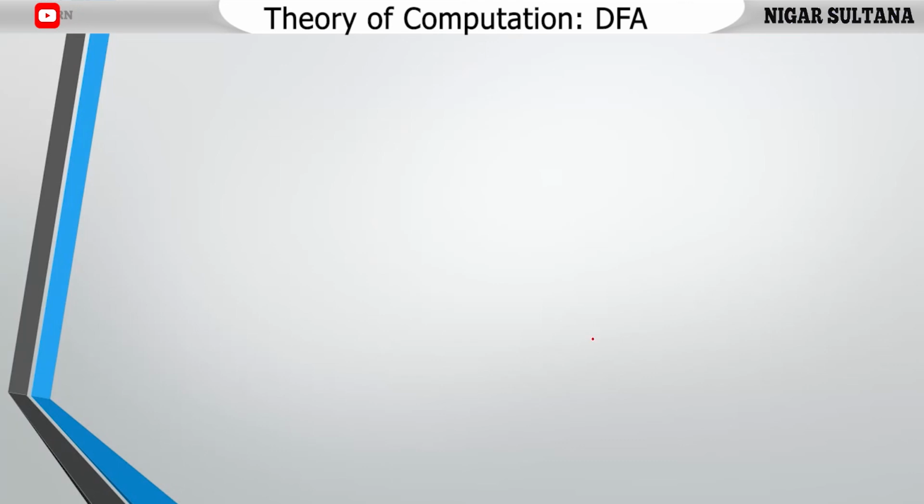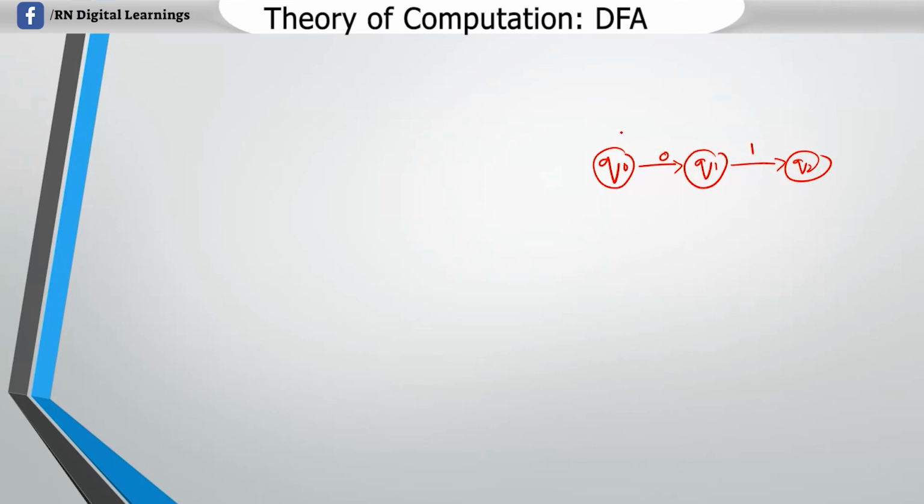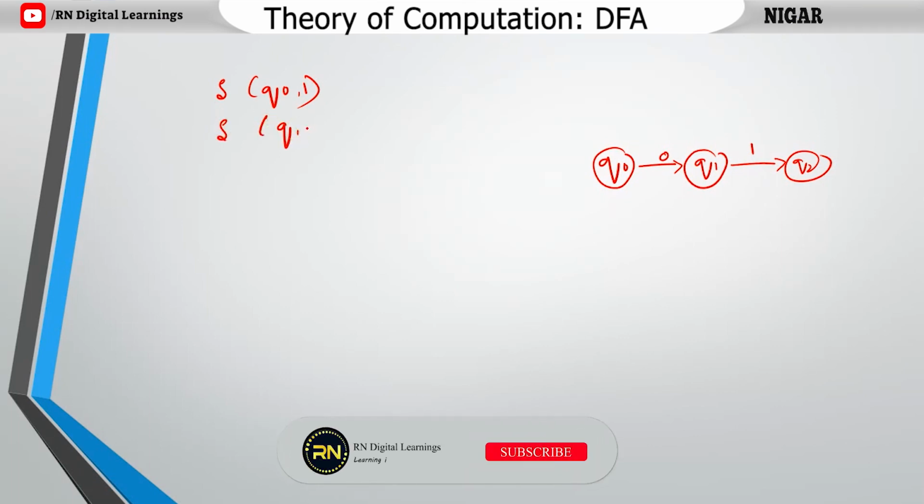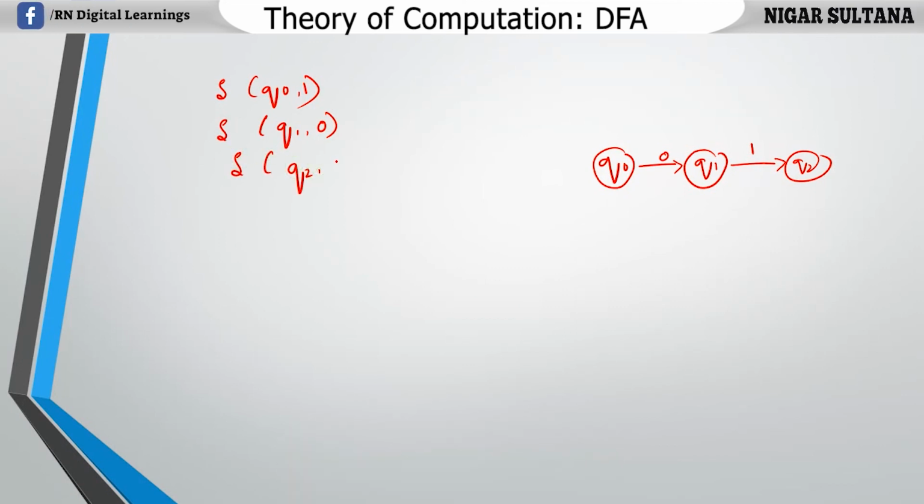So our actual skeleton was like this: Q0, Q1 and Q2, 0 and 1. We don't have 1 from Q0, then 0 from Q1, and 0 and 1 from Q2. Now we need to calculate the transition function of Q0 on 1. Next, the transition function from Q1, there is no input of 0. Next, the transition function of Q2 on 0 as well as 1. We need to calculate.